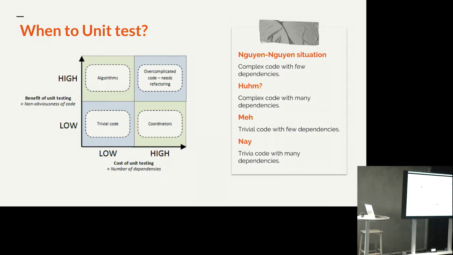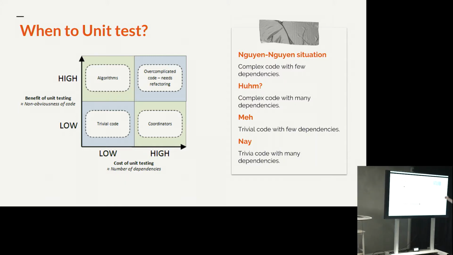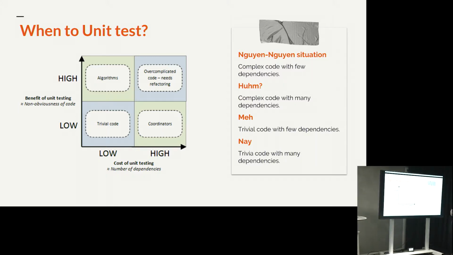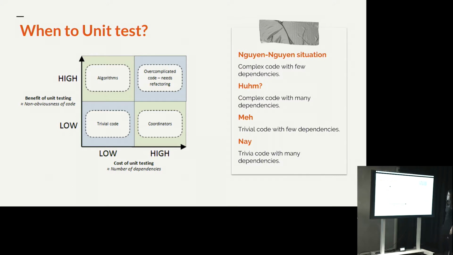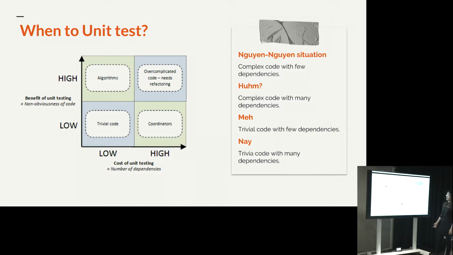This one, I consider a win-win situation. When you have complex code with few dependencies, which means you write an algorithm by yourself, you should definitely test it because the benefit is really high, but the dependencies are not so many. So you will see the benefit when you do this one. And the second one is complex code with many dependencies.